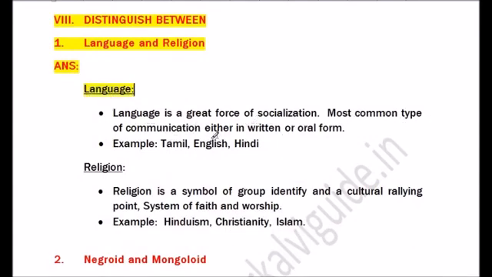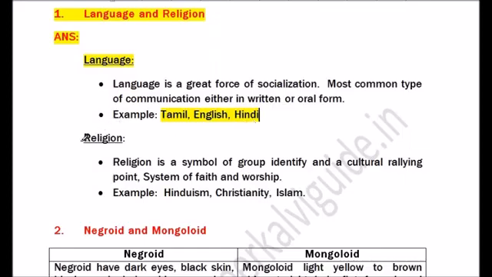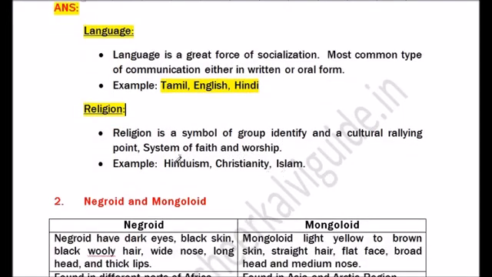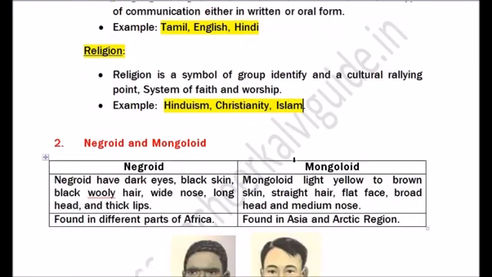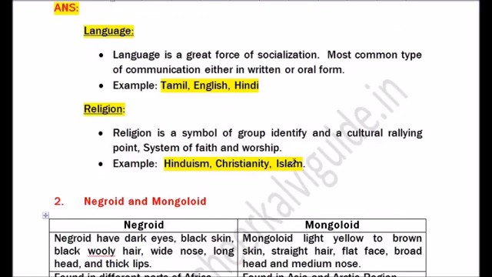Most common type of communication is either in written or oral form. Example, Tamil, English, Hindi. Religion. Religion is a symbol of group identity and a cultural rallying point. System of faith and worship. Example, Hinduism, Christianity, Islam.